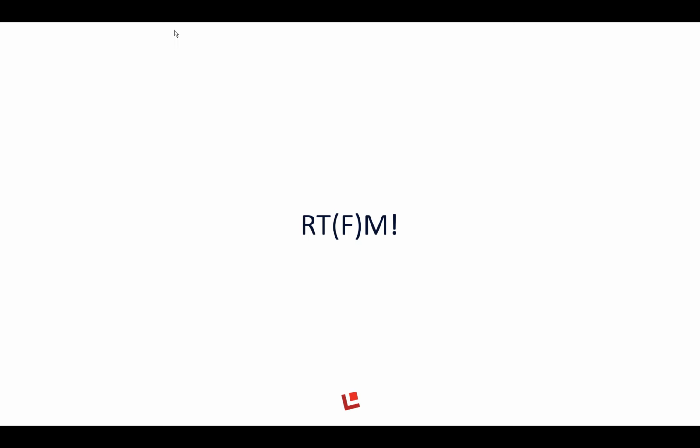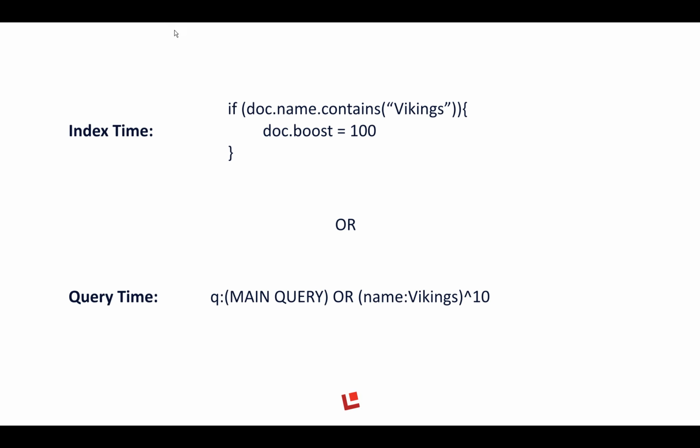Well, first off, if you're a loyal Solr user, you might go read the manual, and you might say, oh, I've got the perfect solution for this. At index time, I'm going to add this thing called the document boost. So anytime a document comes in with the word Vikings in it, I'm going to boost that document by 100. Or perhaps I know I can do some tricks at query time to boost Vikings, et cetera. Maybe I put some fancy query parsing in.